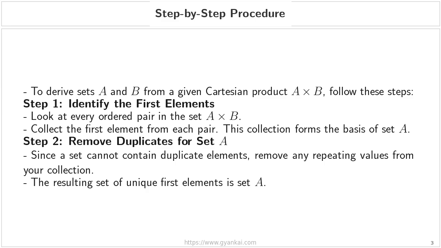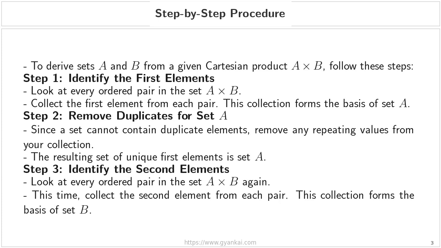Next, in step 2, we need to refine that collection by removing duplicates for set A. It is a fundamental rule in mathematics that a set cannot contain the same element more than once. So, if you see the same number or symbol appearing multiple times in your list, go ahead and cross out the repeats. Once you are left with only the unique values, you have successfully derived set A.